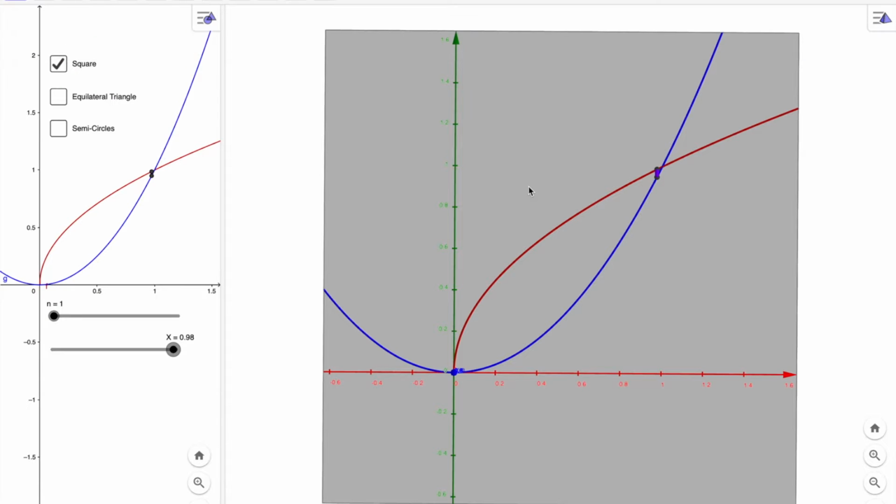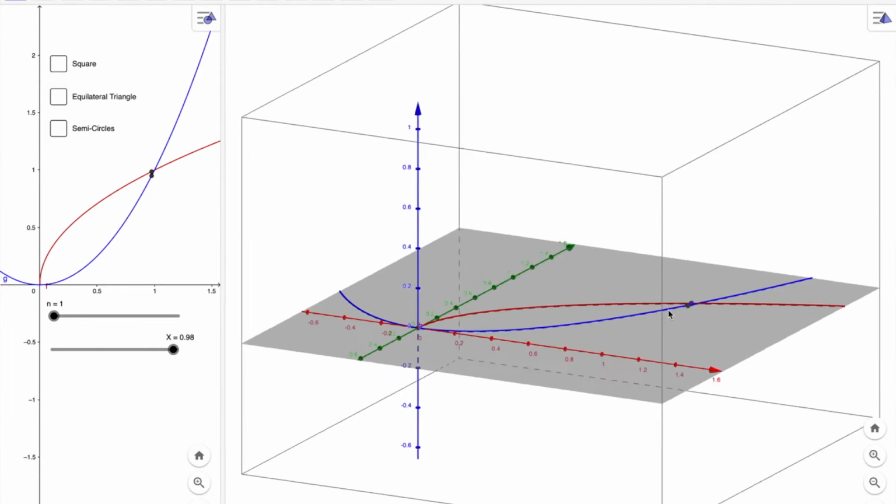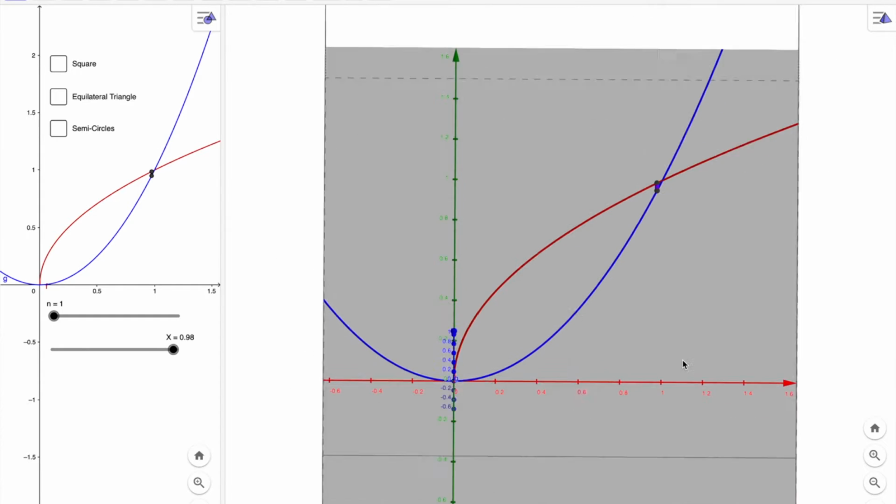All right, everyone. So we're going to be talking about the volume by cross sections section of the applications of integrals. And we're going to start by looking at a 3D visualization. So right now what you're looking at is the XY axis, and this is what we're seeing in 3 dimensions.